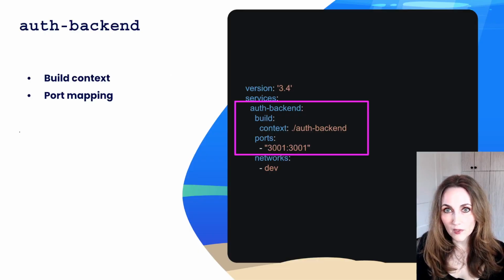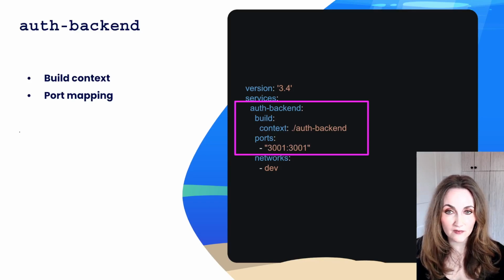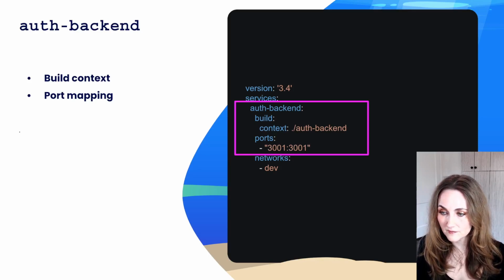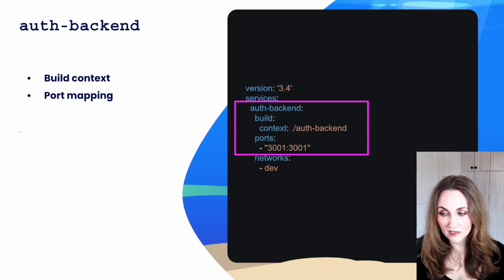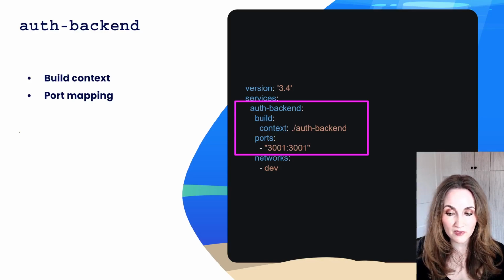A few things to point out here in our auth backend service definition. Our project is a monorepo, so we have a build context for our auth backend service that's defined in the auth backend directory, where we also have a Docker file. We are mapping port 3001 on the container to port 3001 on the host, so our auth service will be available at localhost 3001.